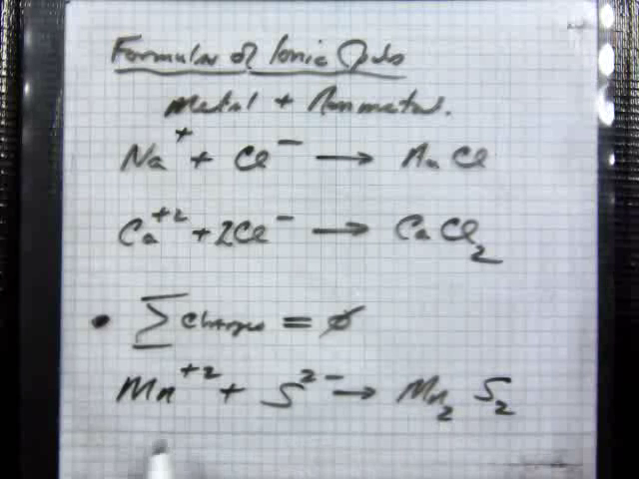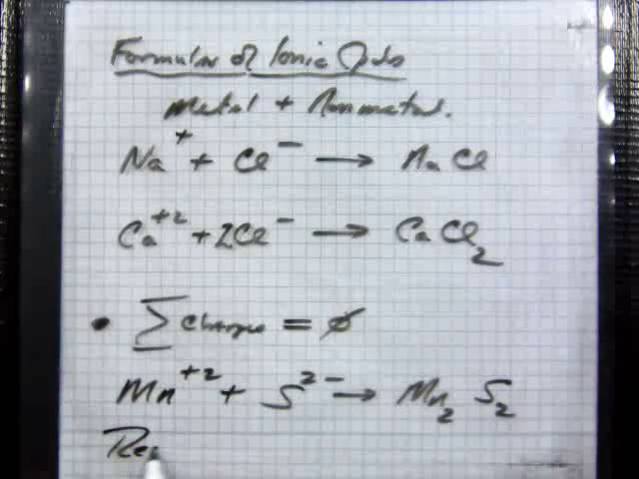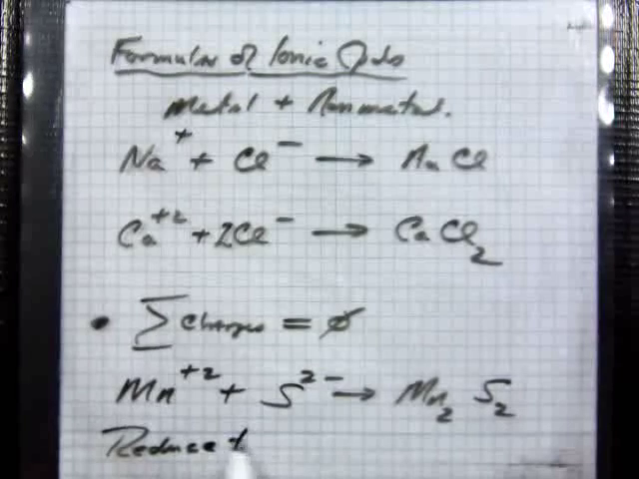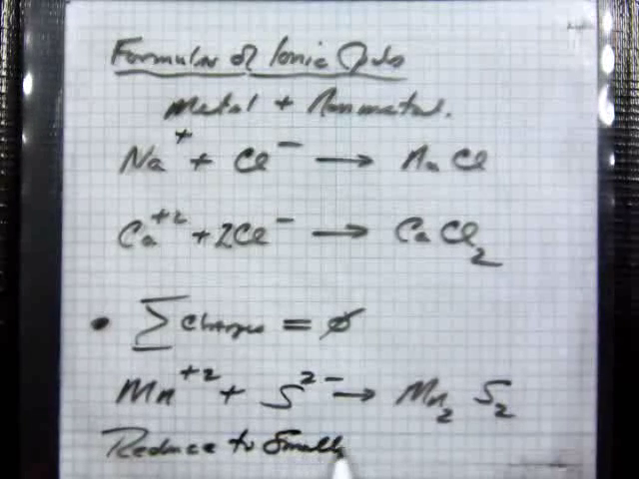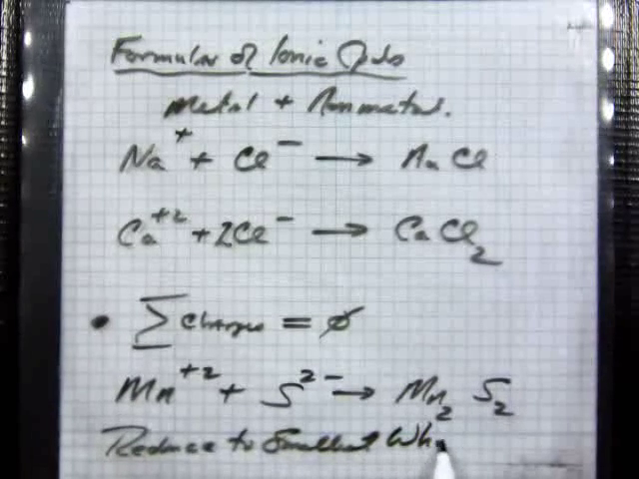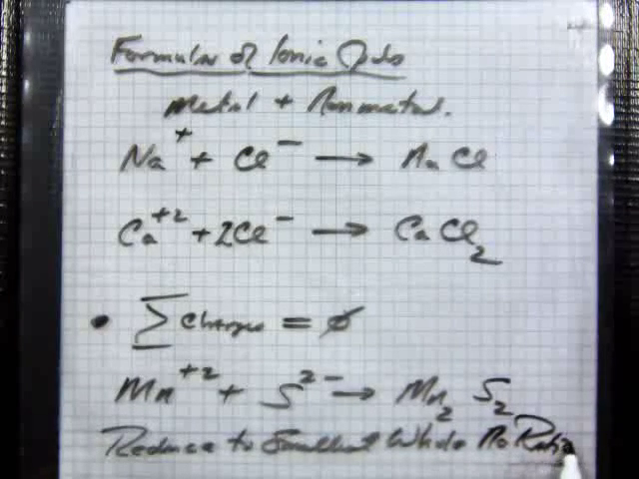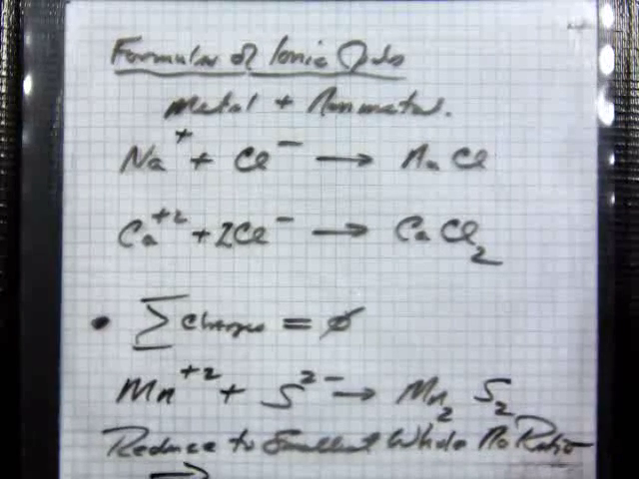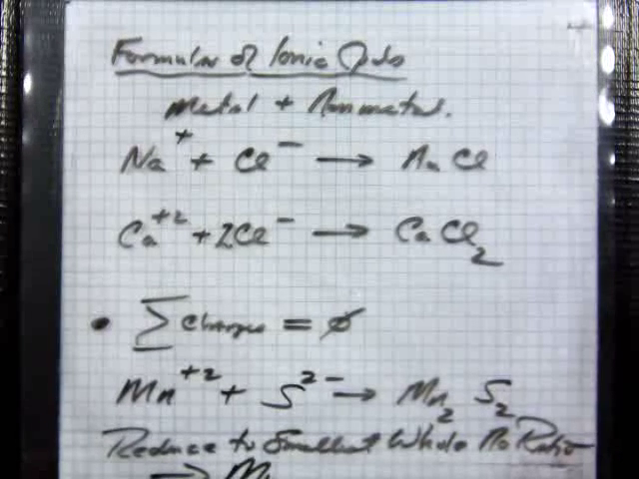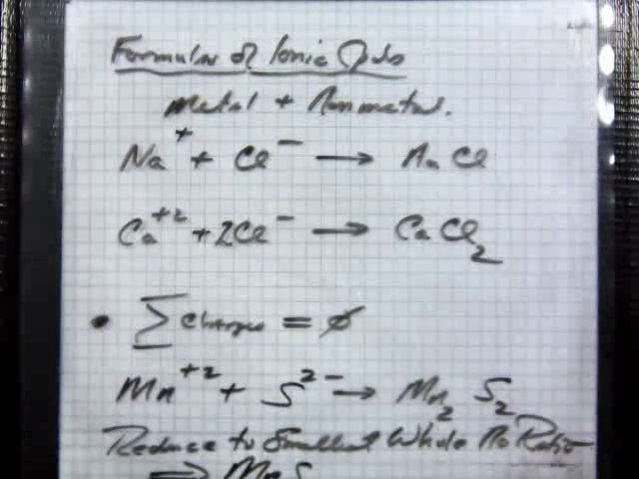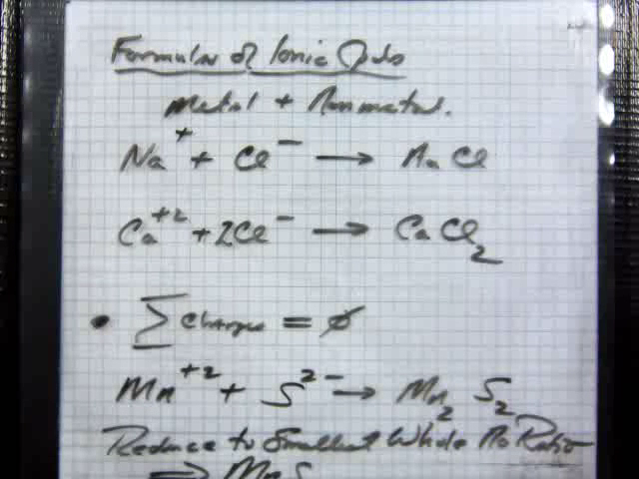So the procedure is reduce to smallest whole number ratio. So the corrected formula, MnS, is the proper formula for writing these. And so that's true. If you can reduce it to the smaller whole number ratio of elements in the compound, then do so. Okay?